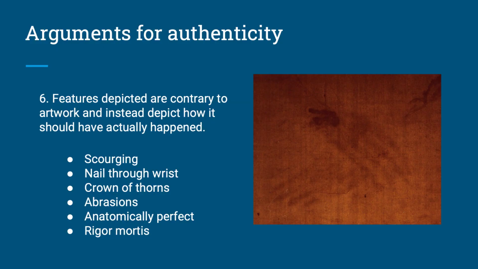Features depicted are contrary to artwork and instead depict how it should have actually happened. We see this in the scourging. We see this through the nail through the wrist, as I talked about. Barbet did experiments and tried to crucify cadavers by putting a nail through the palm, and it would not hold up. It was only by the Shroud of Turin that we're saying, hey, it seems like we have to put the nail through the wrist, and Barbet confirmed this.